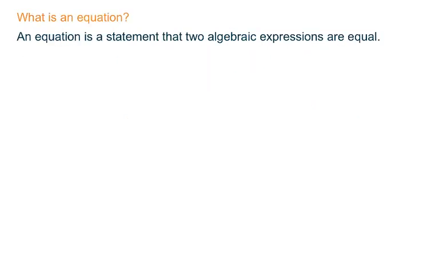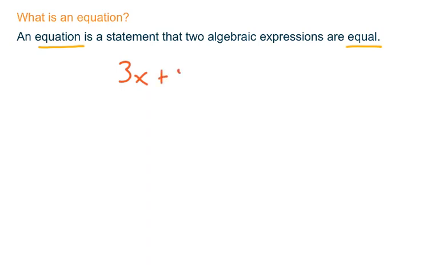An equation is a statement that two algebraic expressions are equal. So what makes the difference between an equation and an algebraic expression is the presence of an equal sign. Here are a couple examples of equations. 3x plus 5.